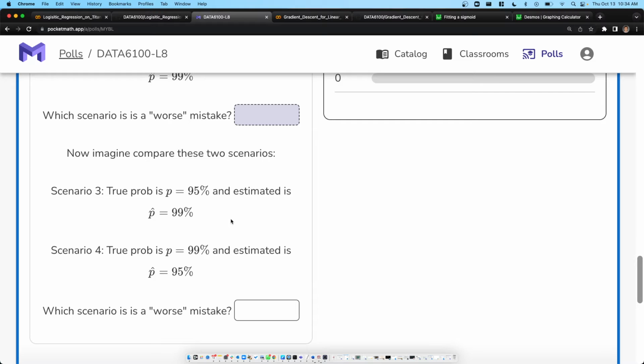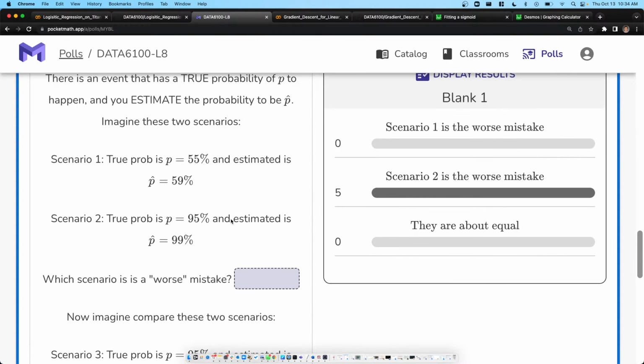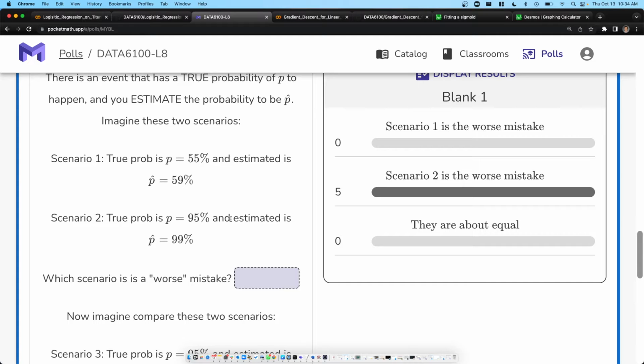So in this one, scenario 3 really is worse by a factor of 2, but it's not like in scenario 1 and 2. In scenario 1 and 2, it's worse by a factor of 10, right? So scenario 2 is 10 times worse than scenario 1 in terms of just these numbers. Okay. So yeah, what are the points? It's very tricky, especially near p equals 0 and p equals 1, and it's not even symmetrical. So it's quite a nasty loss function.